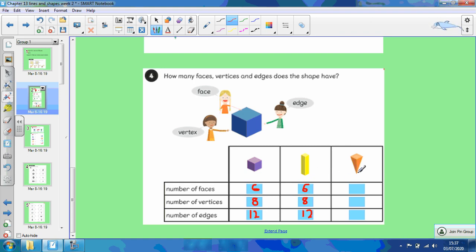Okay, so our square-based pyramid here. The number of faces, we've got 1 face here, 2, 3 around the back there, 4 around the back there, and this one on the bottom. So altogether there are 5 faces. Number of vertices, we've got 1, 2, 3, 4, and the one at the top, which would be 5 again. And the number of edges, we've got 1, 2, 3 here, 4 there, 5, 6, 7, 8. So 8 edges altogether.